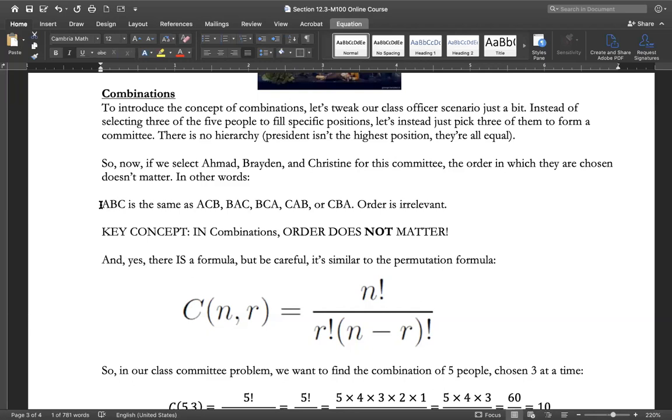It doesn't matter if we picked Ahmad, then Braden, then Christine, or if we picked Ahmad, then Christine, then Braden, or Braden, and then Ahmad, and then Christine, and so forth. The order is irrelevant. There's no hierarchy, if you will. There's no one who's in charge, and then a second in charge, and then a secretary. The order doesn't matter. And that's the key concept in combinations, is that order does not matter.